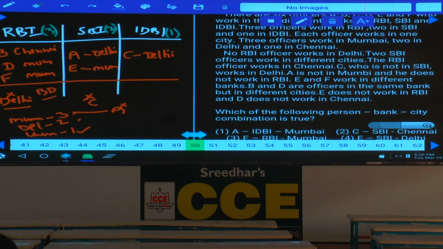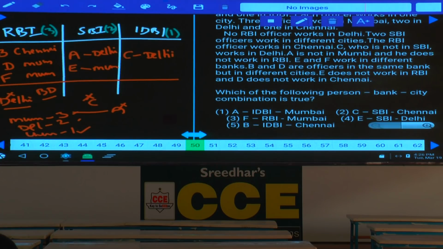Then coming to question number 50, which of the following person, bank, city combinations is true? A, IDBI is ruled out. C, SBI, Chennai, that is also ruled out. And the next one, F, RBI and Mumbai, that is definitely true. Then what is your answer? Choice 3 is the answer. Question number 50, it is choice 3.